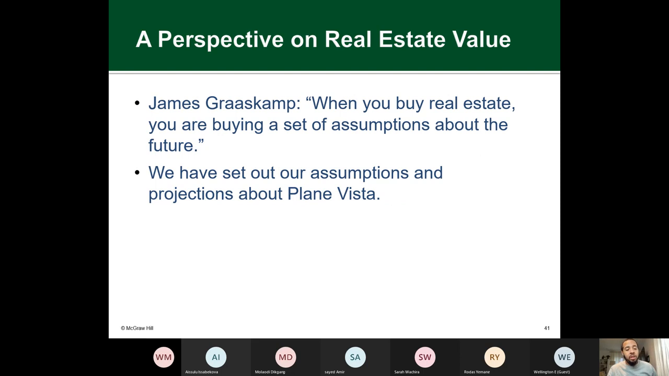James Graskamp said, when you buy real estate, you're buying a set of assumptions about the future, which is true, right? As soon as we purchase a home, we're already assuming things about our future, how long we want to be there. Huge assumption, huge idea.